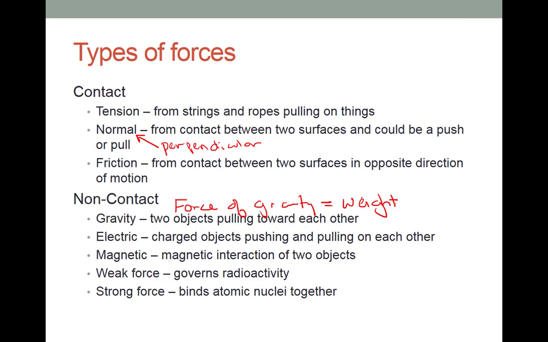And for inclusivity purposes, I included the last two forces here, the weak force and the strong force. Both of those occur on the atomic level. So the weak force is the force that governs radioactivity, and the strong force is the one that binds atomic nuclei together to keep all those protons from repelling each other. And pretty much this is all you're going to see about those two forces in physics this year. Okay?